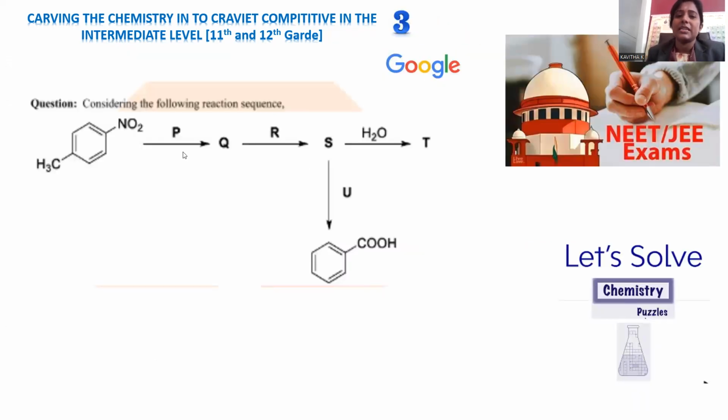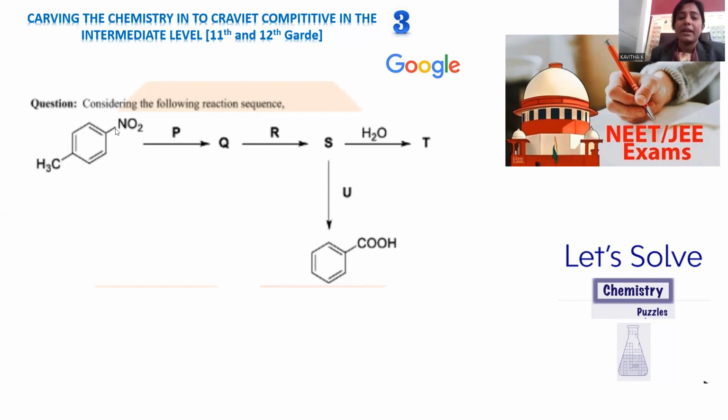Question number 3 is collected from the JEE Advanced 2022 question paper. This question is from organic chemistry, and a series of steps is followed over here, and the starting material and final product are provided. We need to assume what kind of reagent is suitable and what expected product we have to get in between as an intermediate product. The starting material is given as paramethyl nitrobenzene.